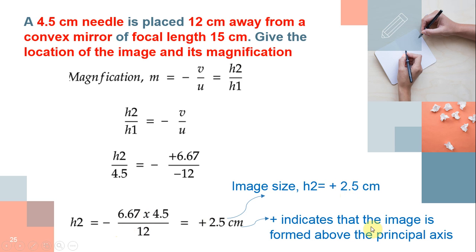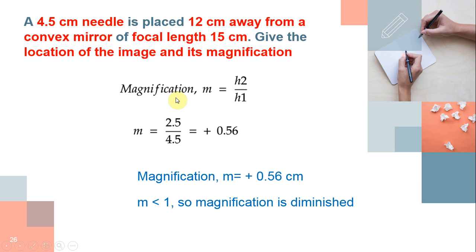Here plus indicates the image is formed above the principal axis. So the image is virtual and erect. Magnification is equal to H2 by H1. Now we find the value of magnification. Substituting H2 and H1, it is equal to plus 0.56. Here plus indicates virtual and erect, and here the value is less than 1.